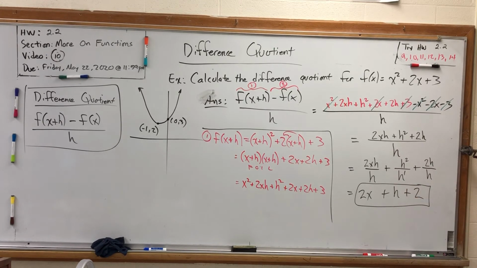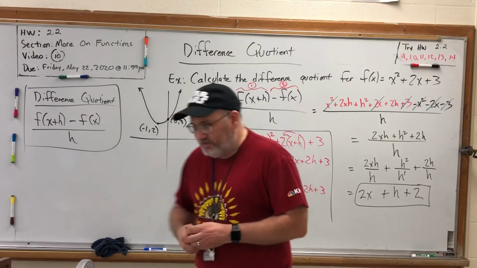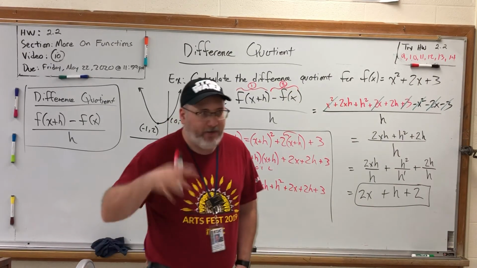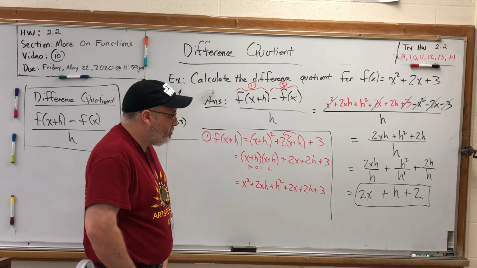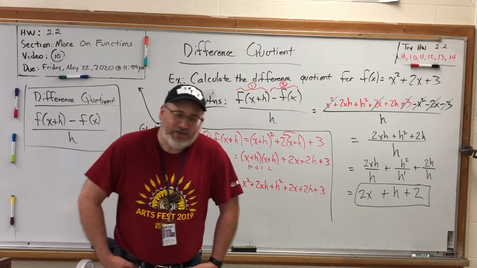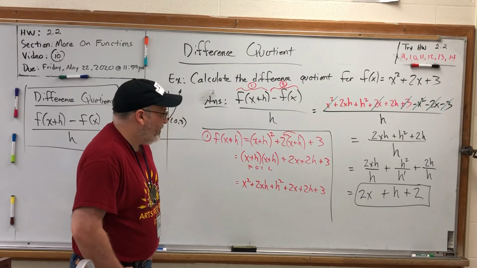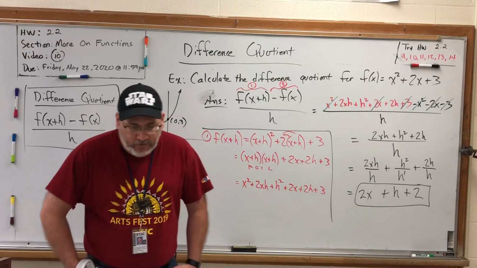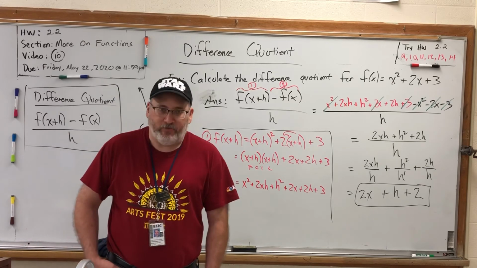So the difference quotient for f of x equals x squared plus 2x plus 3 is 2x plus h plus 2. And again, outside of a calculus context, this just looks like something that somebody came up with for whatever reason, probably to torture college algebra students. But embedded in a calculus context, I can't stress how important the concept is. Maybe not this one specific problem, but the concept of a difference quotient. So that being said, that ends this video and the video series for this homework.